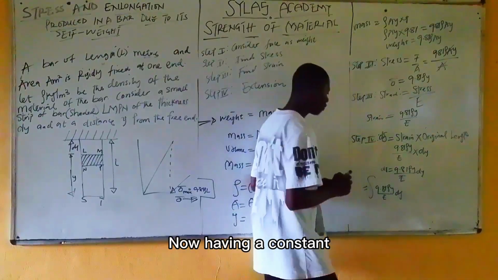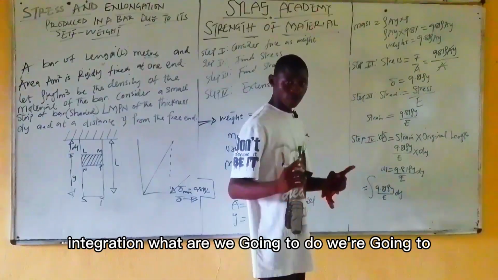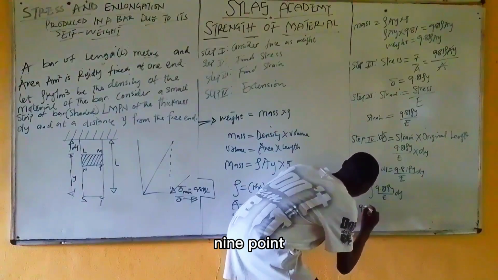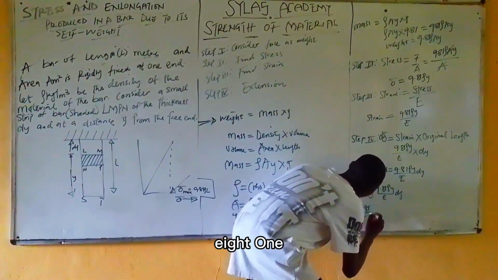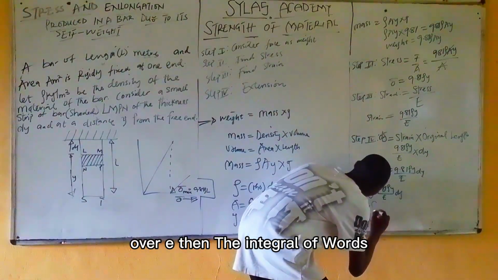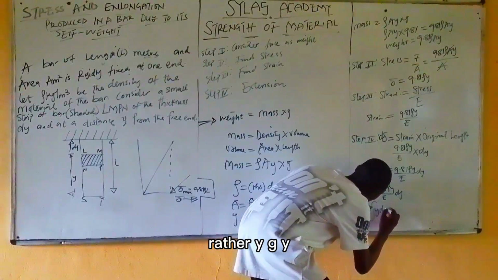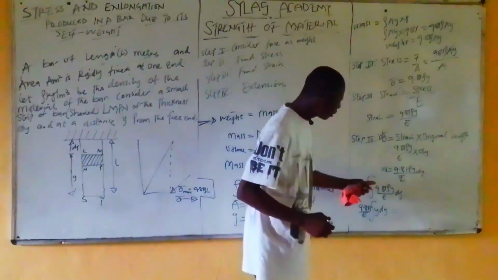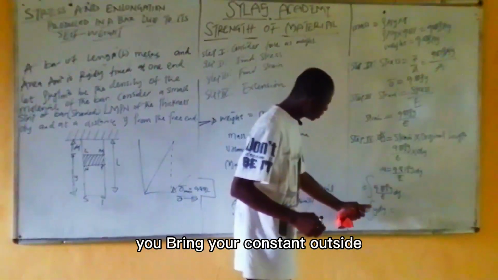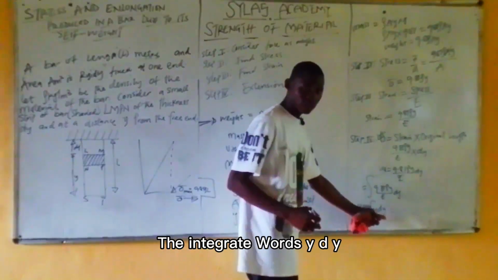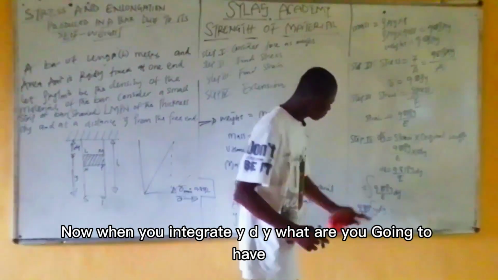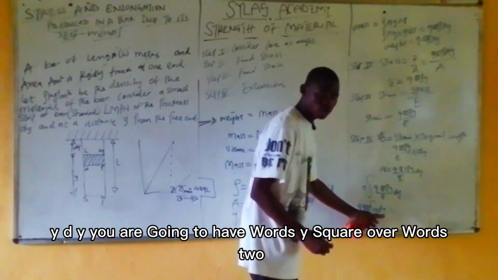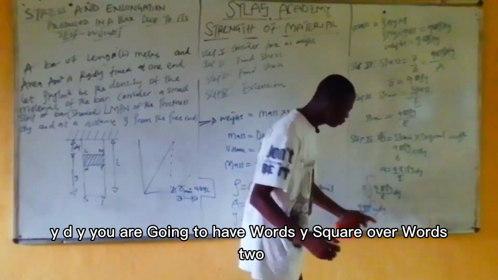Having a constant in integration, what are you going to do? You are going to take it outside, right? That is 9.81 rho over E, then the integral of y dy. You bring your constant outside, then integrate y dy. Following the law of integration, when you integrate y dy, you are going to have y square over 2.